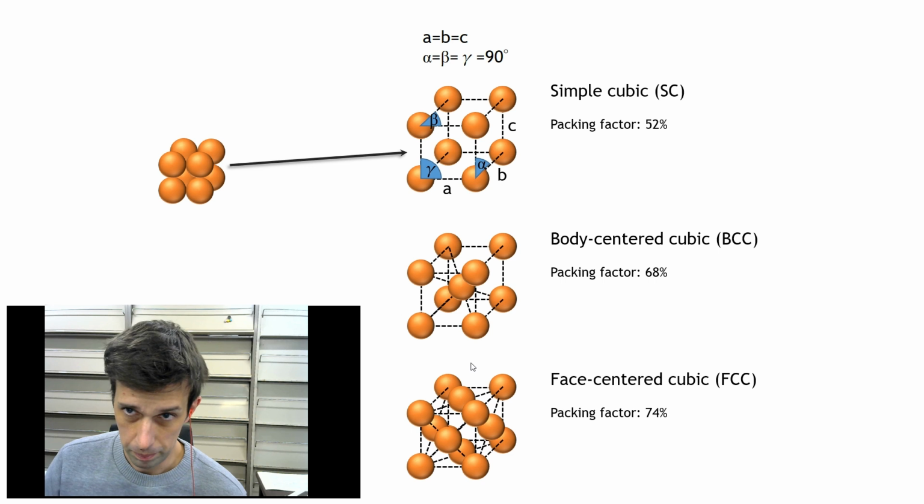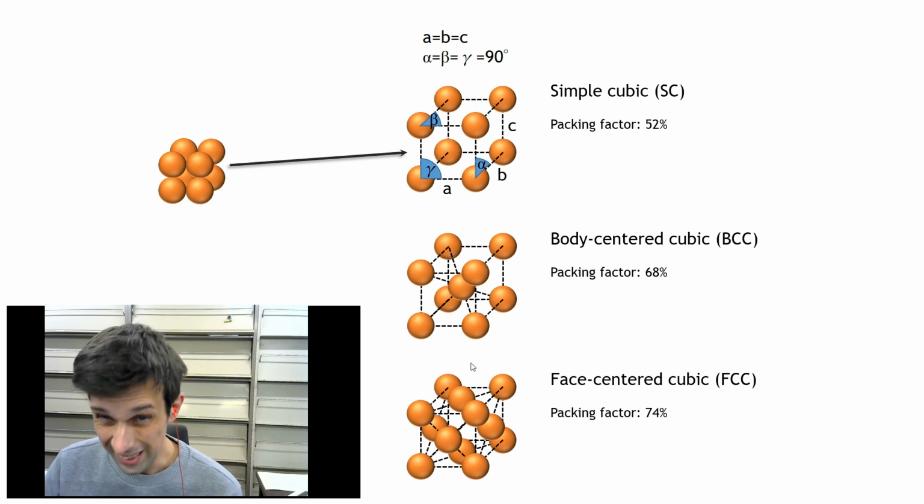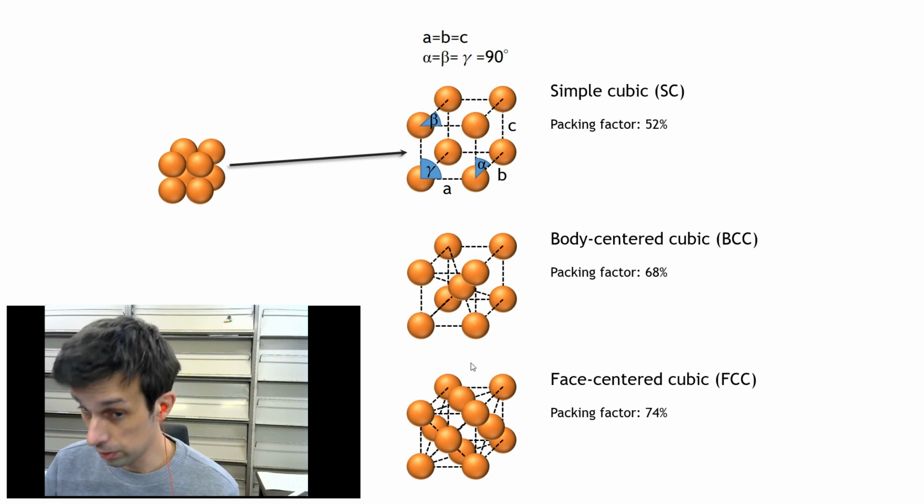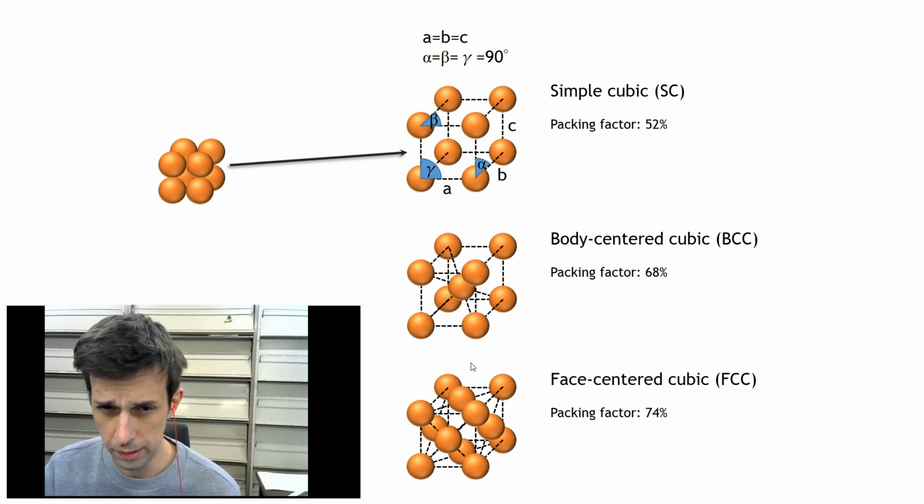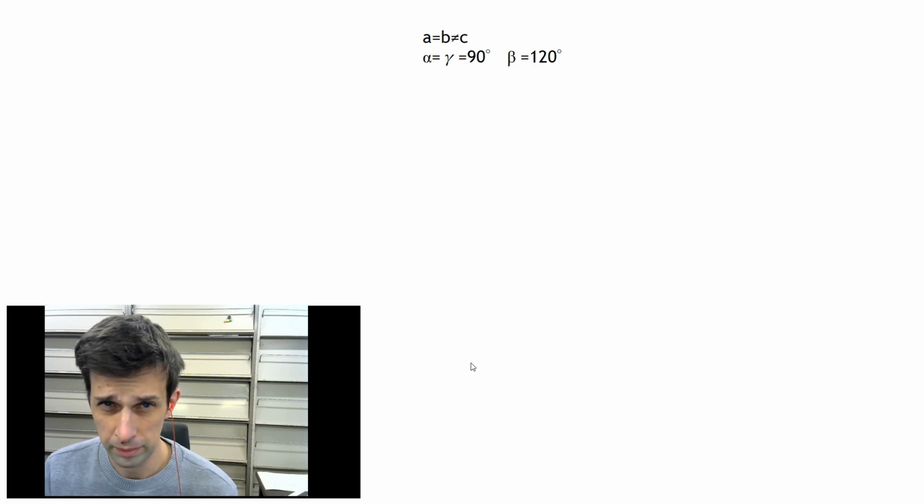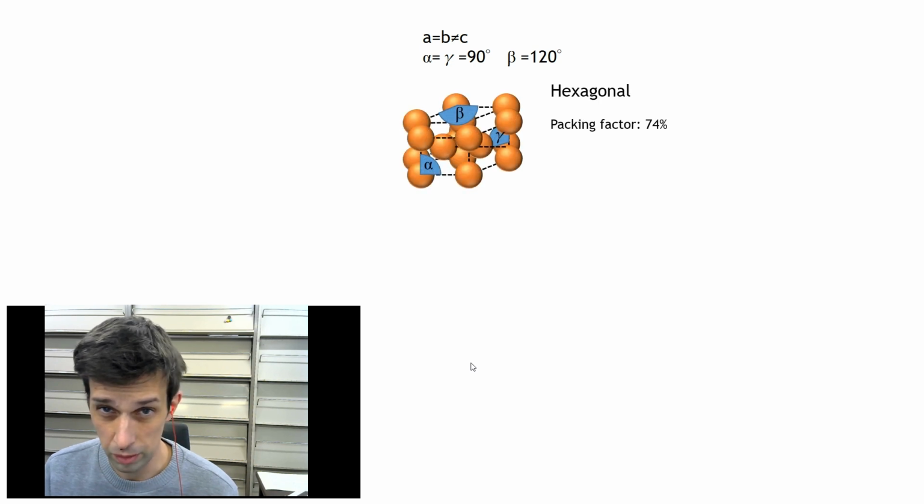So packing factors go from 52 to 74% in the cubic elements: simple cubic, body-centered cubic and face-centered cubic. And no other structure goes over 74%. And we will see. Second one, where A and B are equal, but they are different from C, and the angles are 90 degrees, 90 degrees, and 120 degrees. This is the hexagonal structure.